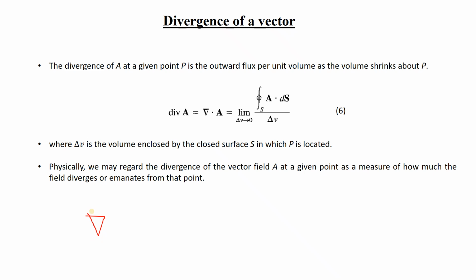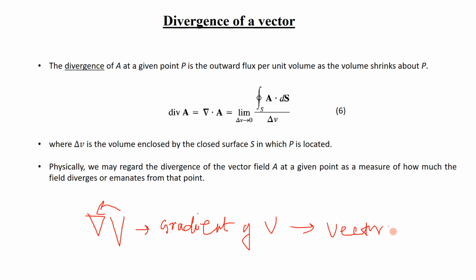Till now we have seen the del operator applied on a scalar. Suppose v was a scalar, and we called it the gradient of v, the gradient of the scalar v. When we applied a gradient on the scalar, we got a vector. So when the del operator is applied on a scalar, it can only be applied in gradient form, and the result is a vector.